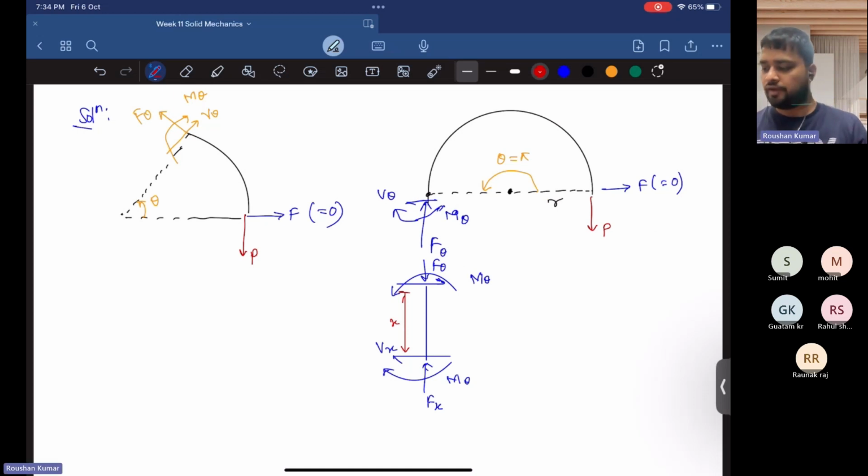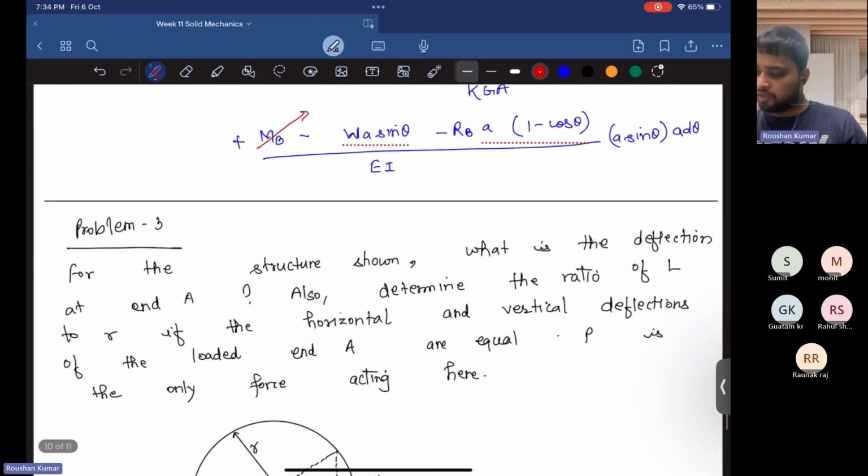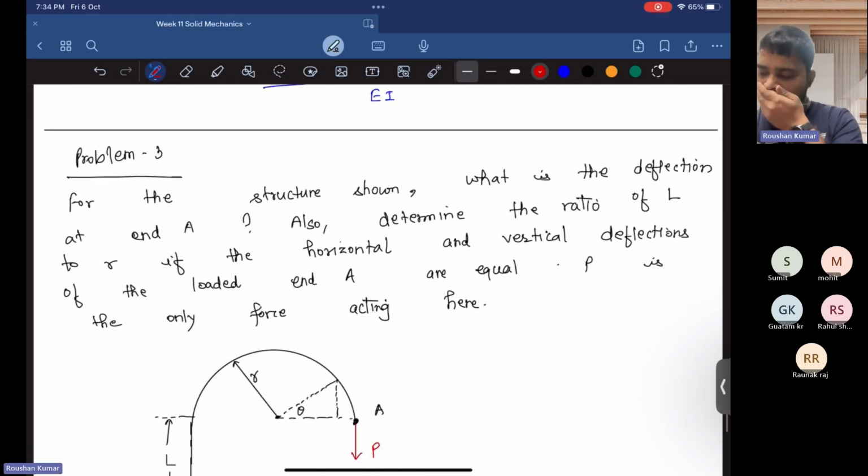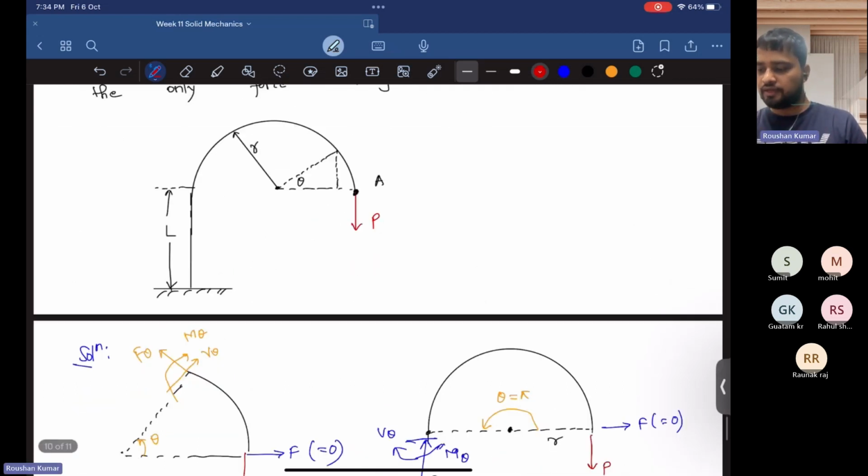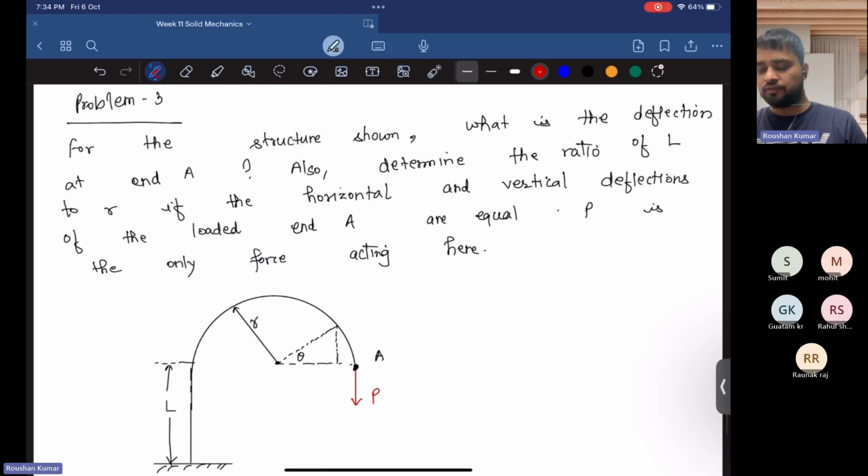So here we have two parts. First we have to find the vertical deflection at end A, and then the horizontal and vertical deflection of the loaded end A. Then we have to find the ratio of big L to small r such that the horizontal and vertical deflections are equal.